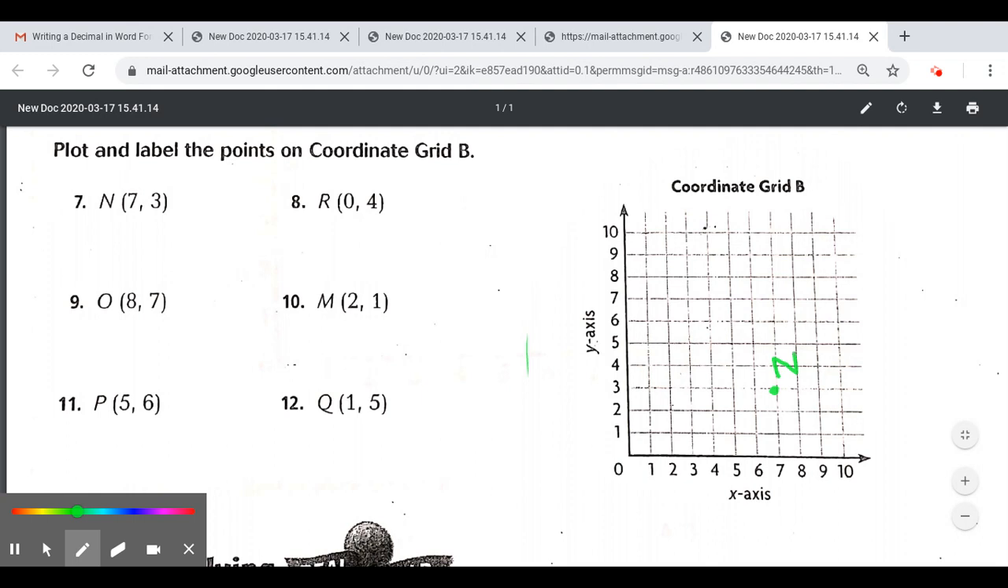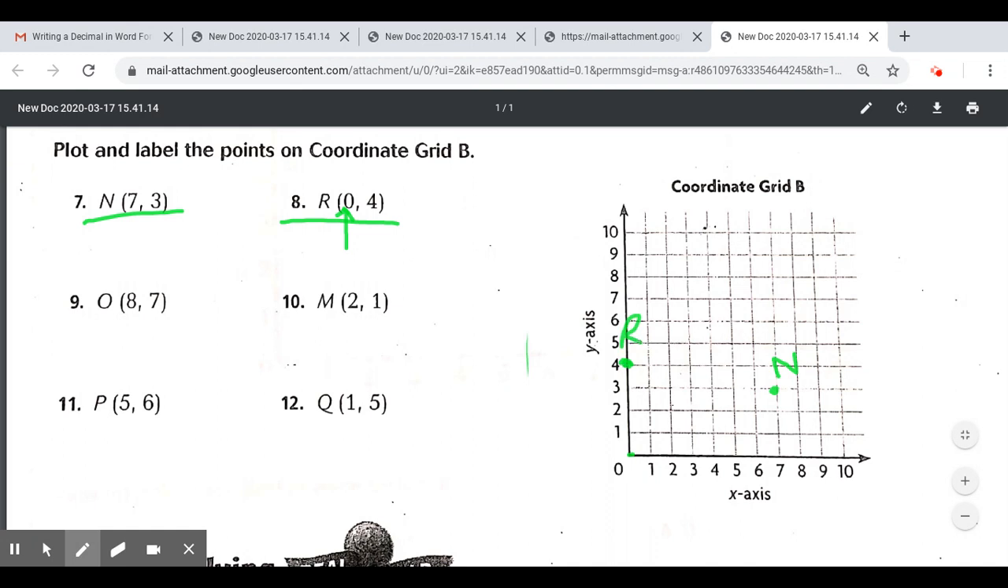All right, I will do a couple more for you. I've done point N. I'll do point R, which is number 8, and the ordered pair is 0, 4. When your X coordinate is 0, and by X coordinate, I mean that first number there, that just means don't go to the right at all. You're just going to stay there at the origin, go up 4, and plot your point there. That would be point R.